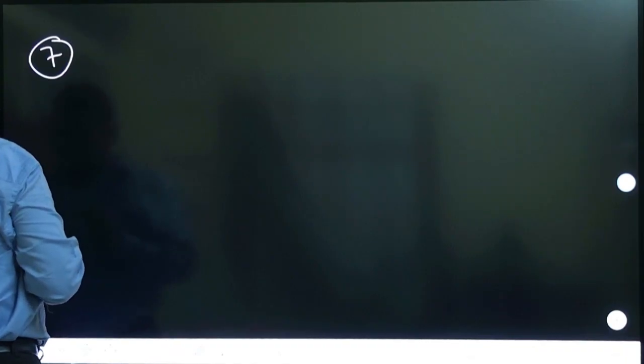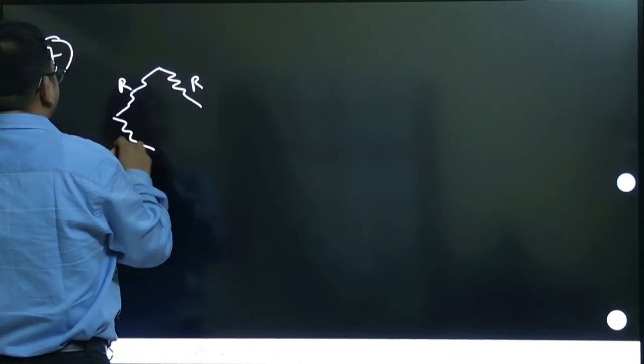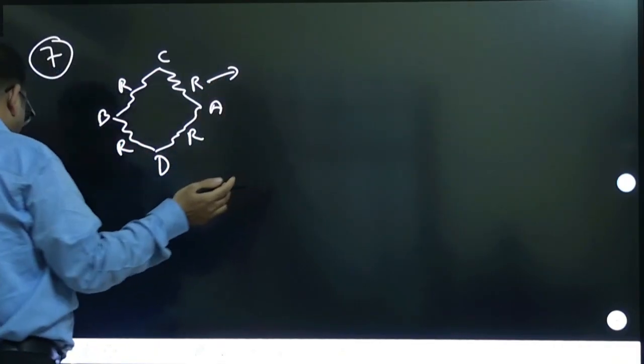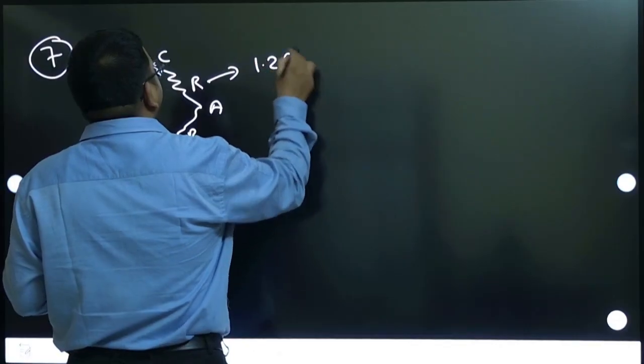Question number 7. In the given diamond network, all resistors are R. Batteries are connected at points C and D, right? Like this. The resistor between A and C is increased by 20%. To restore the condition VA equals VB, the resistance between B and D should be... So note that this resistor, which is R, R, R, R. This is C, this is B, A, D. So this resistor is changing. How much is it changing? By 20%. So 0.2, that means 1.2 R it is becoming.